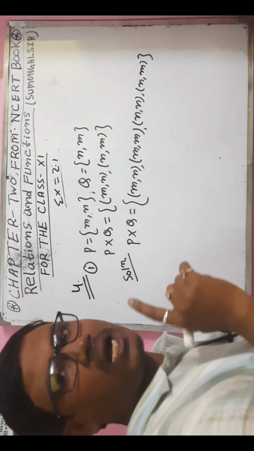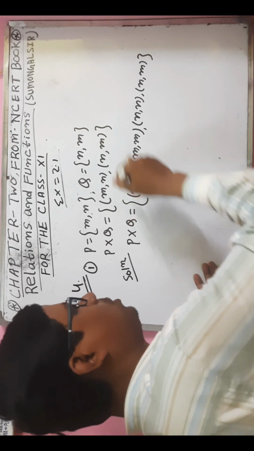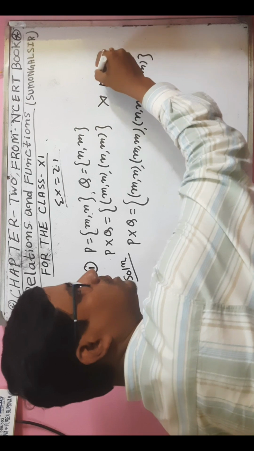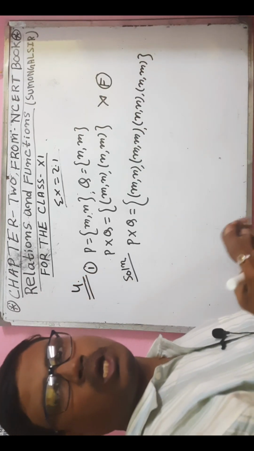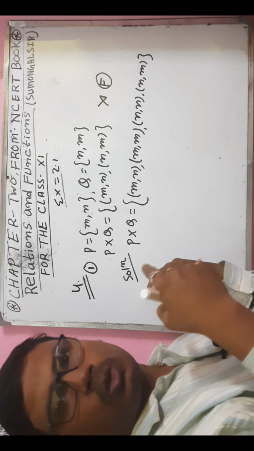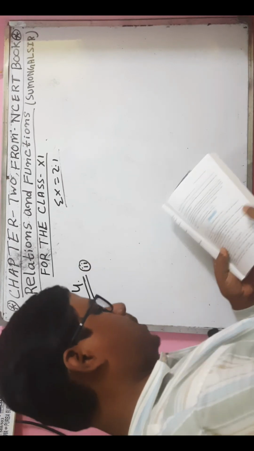This is the correct representation of P cross Q. So these are not true. This is false. Okay. So this is the completion of 1. Now we move to 2. Question number 2 of 4.